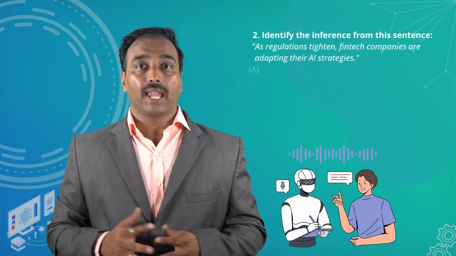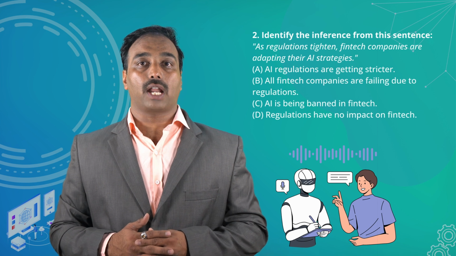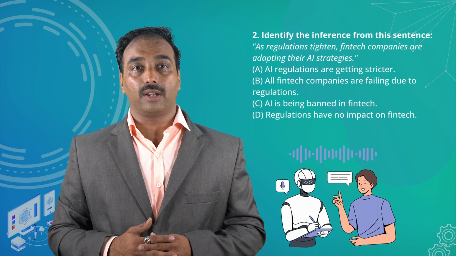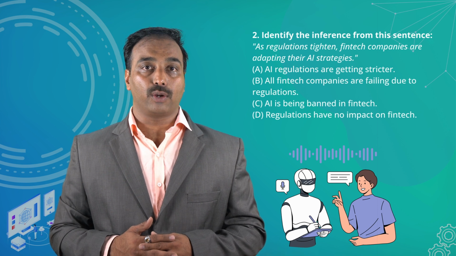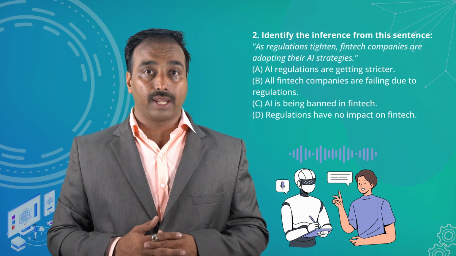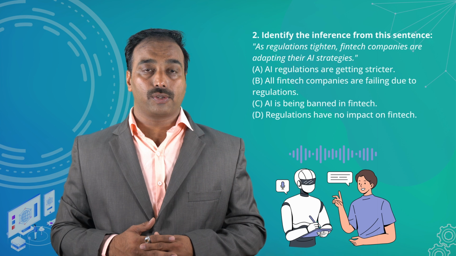Next type of question. Identify the inference from this sentence. As the regulations tighten, fintech companies are adapting their AI strategies. Options. A. AI regulations are getting stricter. B. All fintech companies are failing due to regulations. C. AI is being banned in fintech. D. Regulations have no impact on fintech. The correct answer is option A. That is, the sentence implies regulation changes.